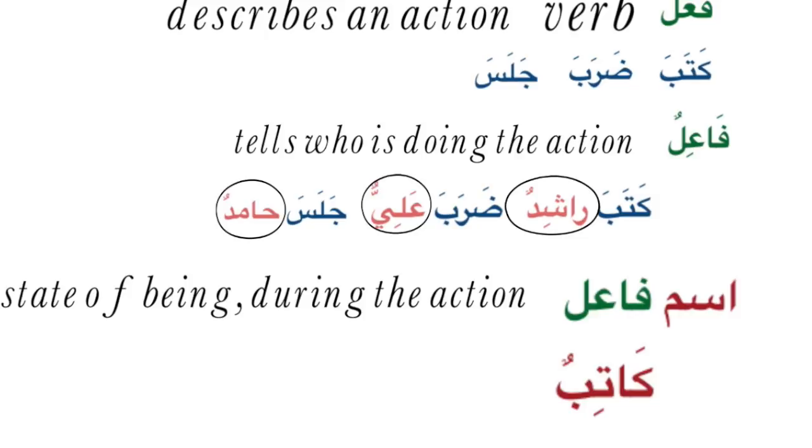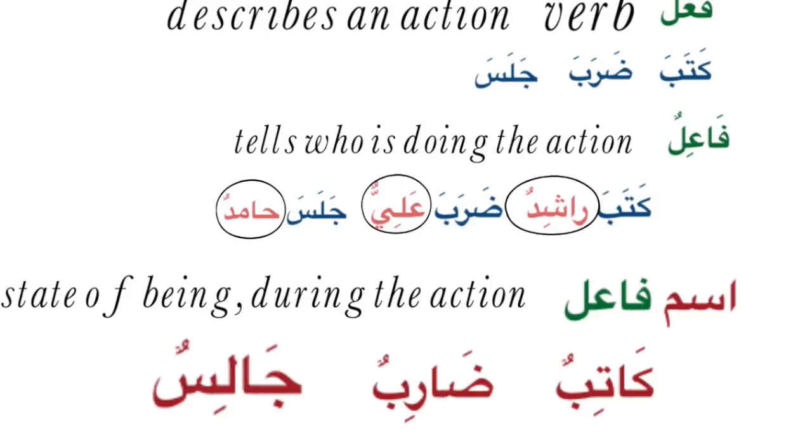The difference between ism fa'il and masdar: we know that in the masdar there is no tense and no subject attached to it. Whereas in ism fa'il, there is always a subject. There's someone who is in the position of ism fa'il, katibun. So who is the katibun here? Rashidun. For example, daraba aliyun, so it will be daribun, the one who is hitting. And jalasa hamidun, jalisun.